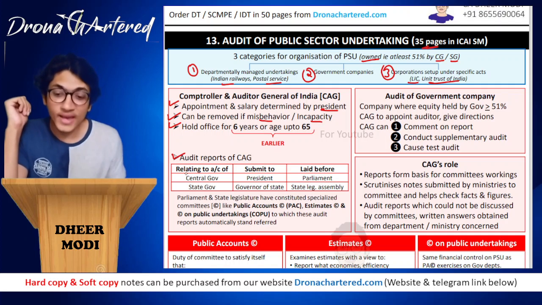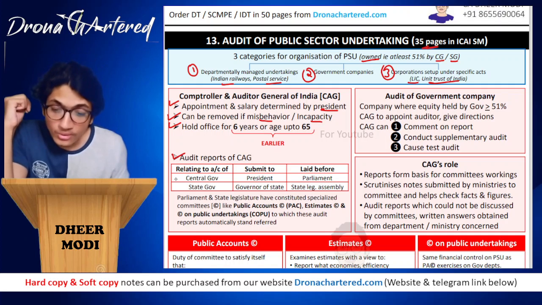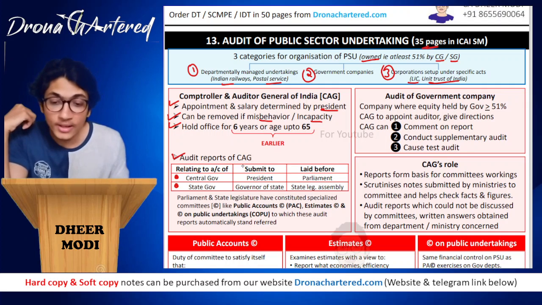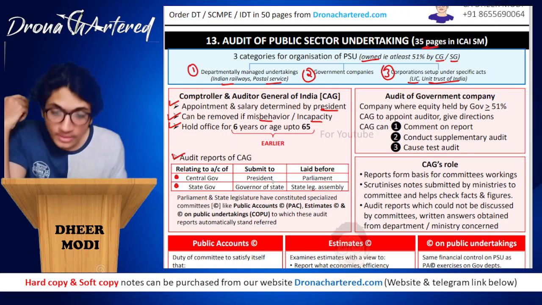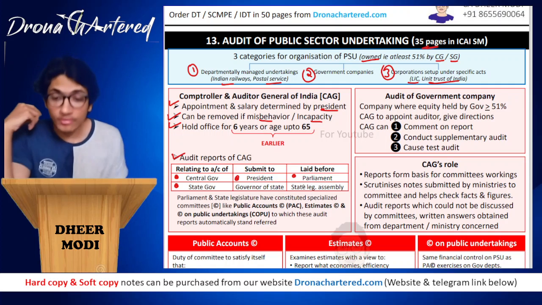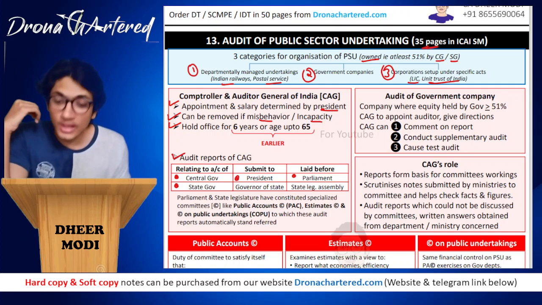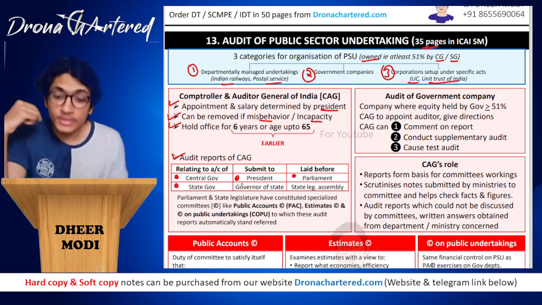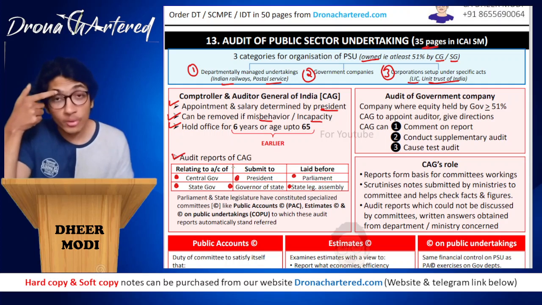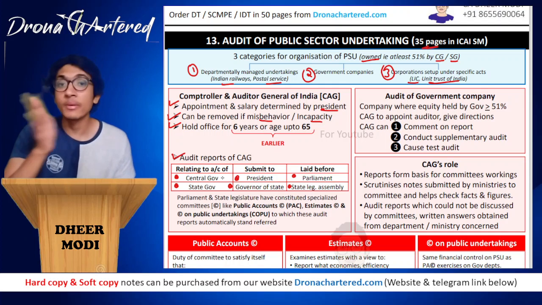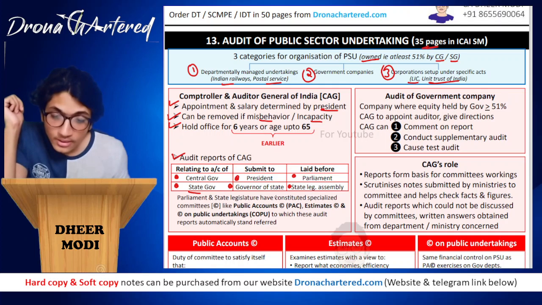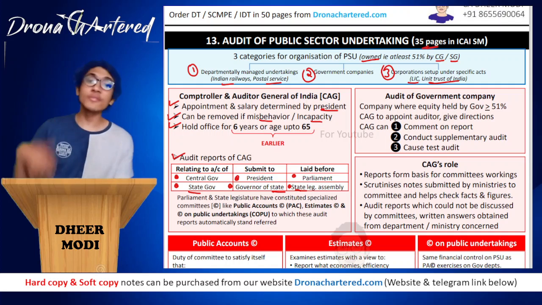Now, audit reports of CAG relating to accounts of either the central government or a state government. If they relate to the accounts of the central government, the CAG will submit the report to the president, and it will be laid before the parliament. However, if it relates to the accounts of a state government, it will be submitted to the governor of the state and laid before the state legislative assembly. So how will you remember? For the central government, it is president and parliament, both start with P. For the state government, it is governor of state and state legislative assembly.